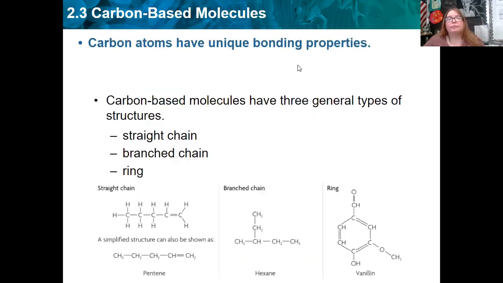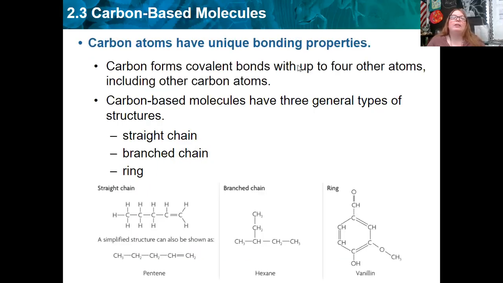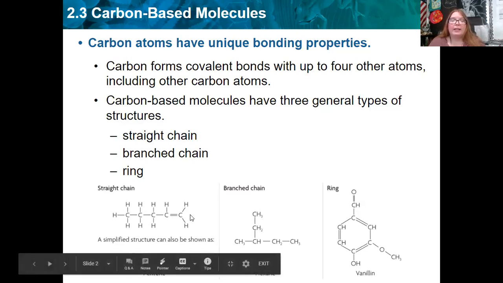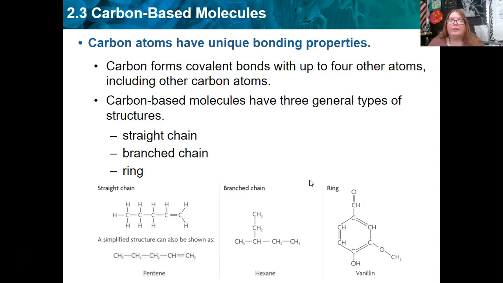Okay, so carbon has some unique bonding properties. Carbon's cool because it can form covalent bonds with up to 4 other atoms, including other carbon atoms. Okay, so carbon just ends up being in everything, and there's 3 general structures that it can have. It can have a straight chain, so sometimes it's just side by side like that, sometimes it branches off, and sometimes it's a ring.